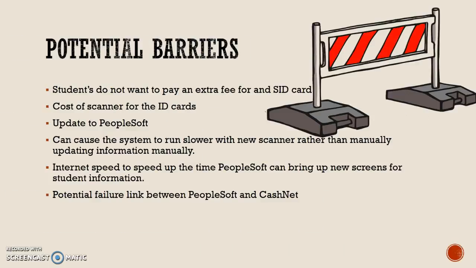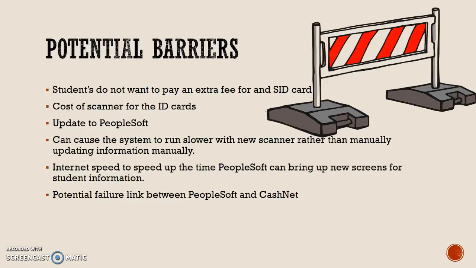Some of the potential barriers. Some students do not want to pay an extra fee for a student identification card, which can cause a problem. The cost of scanners for ID cards can be very costly. Since College of Extended Learning is a self-support college, it could come out of their general fund. Updates to PeopleSoft can also be a factor. It can also cause the system to run slower when using new scanners rather than manually entering their student information into the system. Internet speed can also be a problem with PeopleSoft.